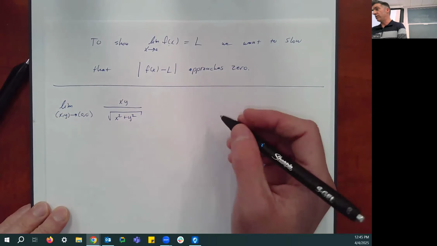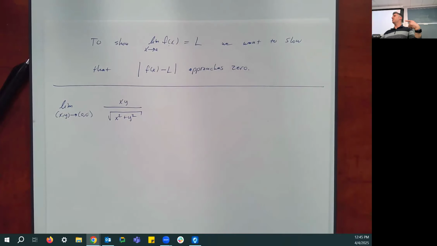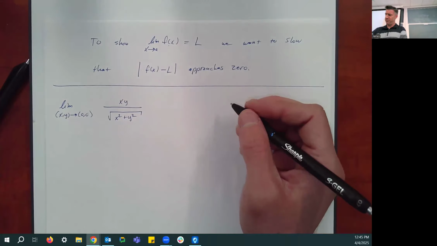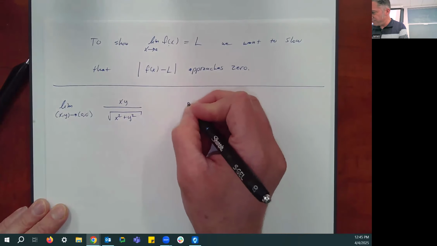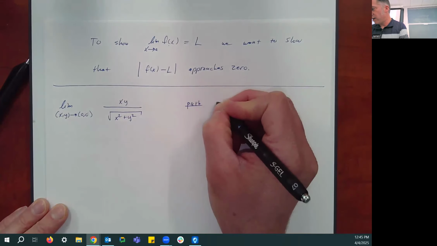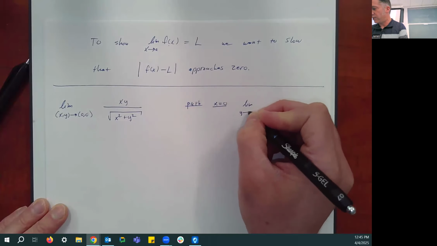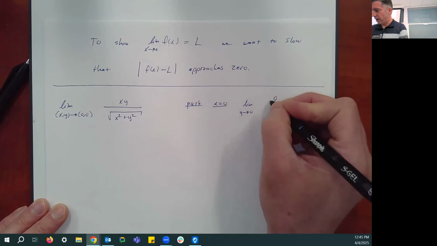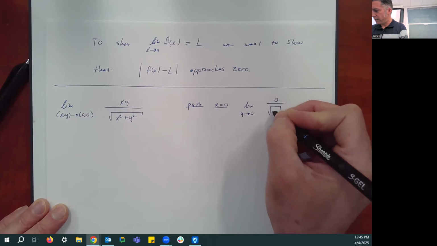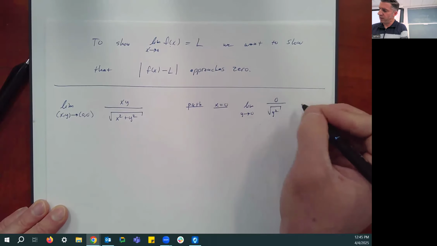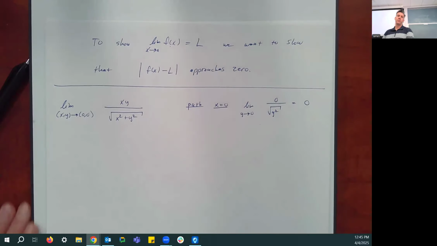We know it's going to be equal to 0 because we pick a path. If someone tells you a limit exists, then you can just pick one path to find the value. If we pick the path x equal to 0, we're left with the limit as y approaches 0 of 0 on top and the square root of y squared on the bottom. And then it's the limit of 0, which is 0. Happens a lot. Okay.